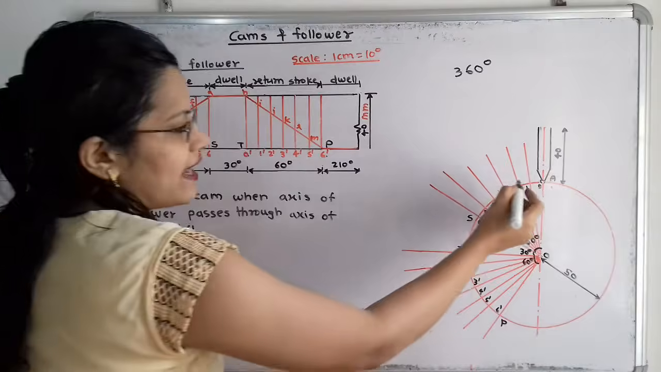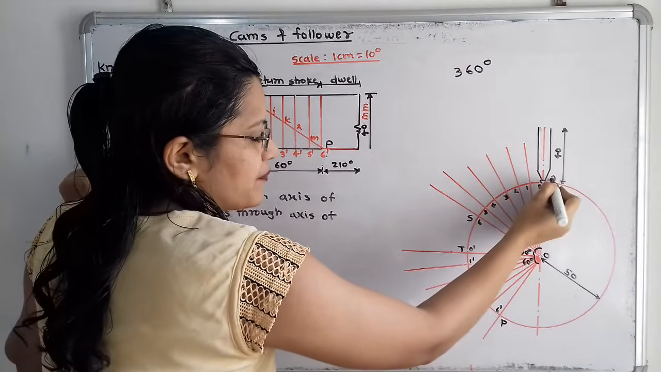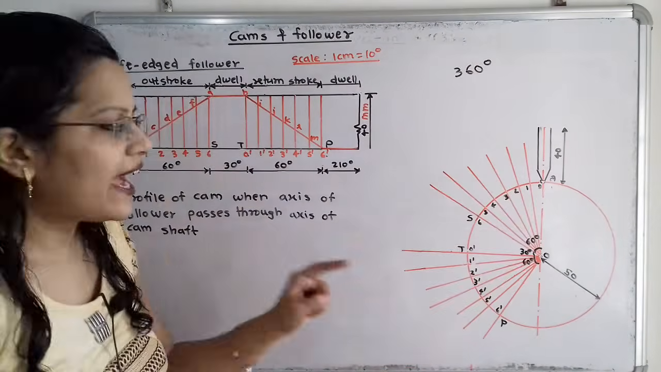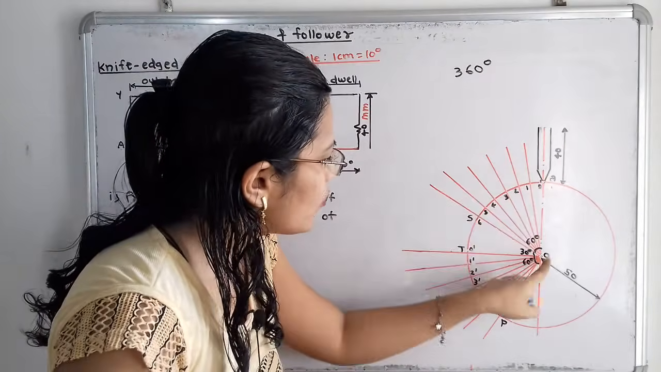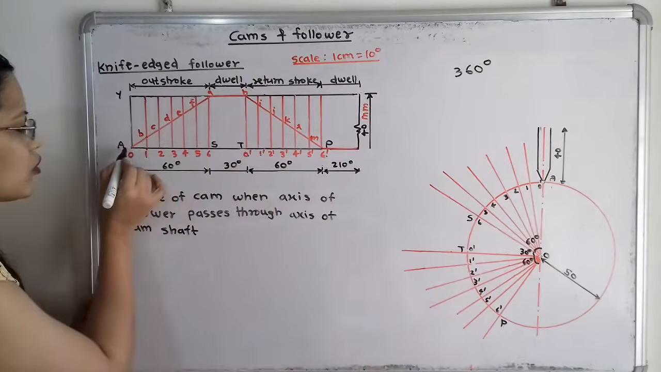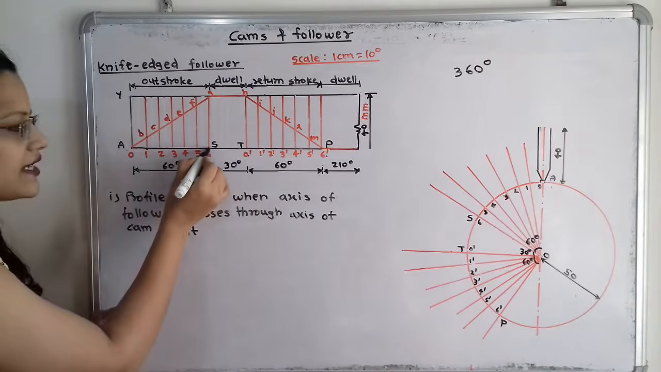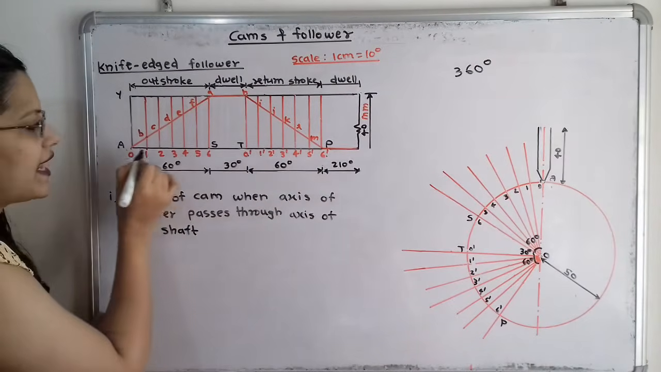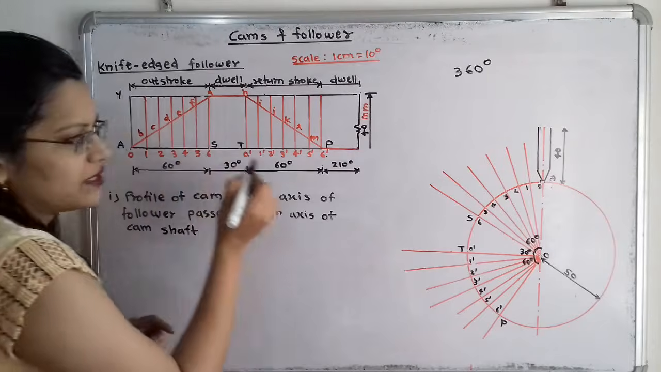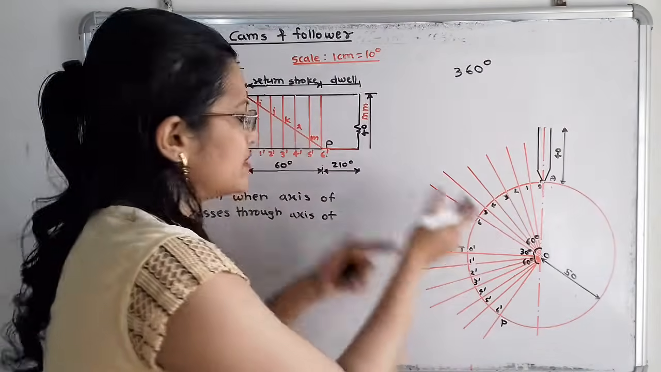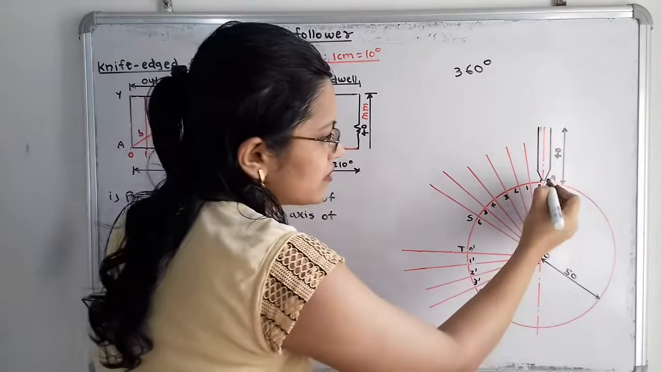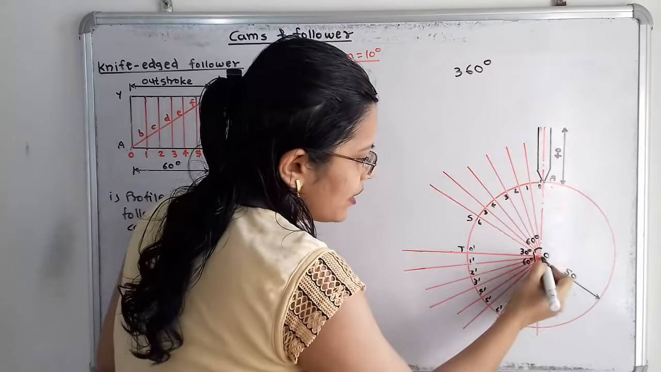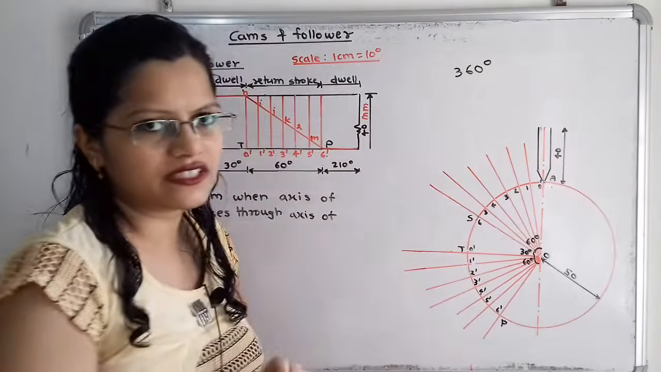So we have to transfer here this point A. Then we have to take a 60 degree angle, that is AOS, because here this total 60 degree angle is getting completed in this displacement diagram from A to S. So here this is the linear displacement diagram, and this is the angular displacement. So here also we have to take the angle AOS, which is equal to 60 degree.